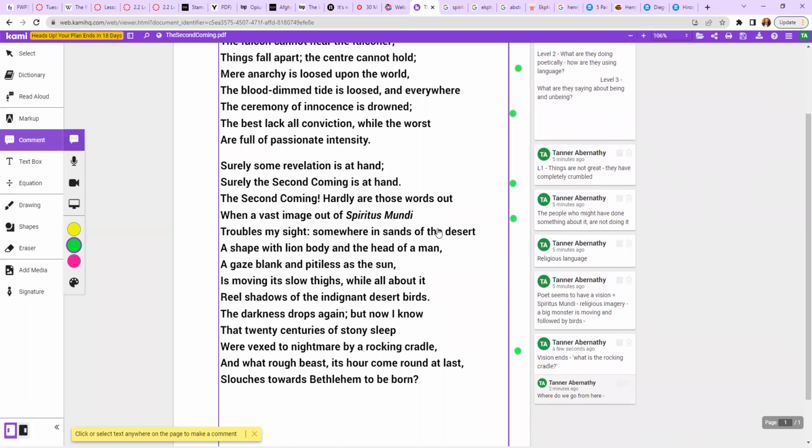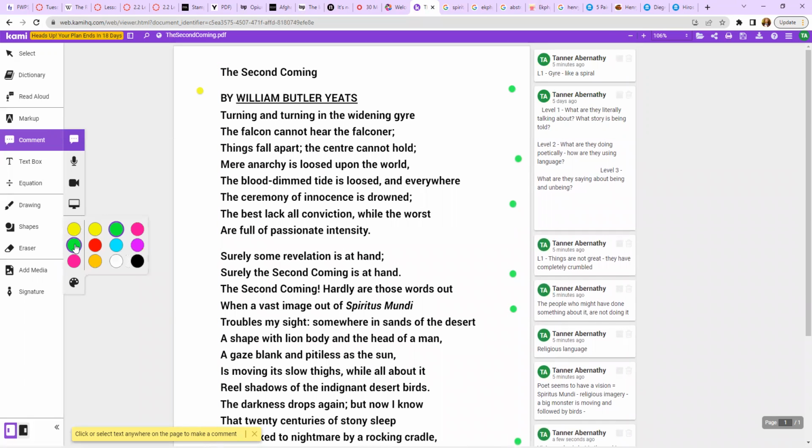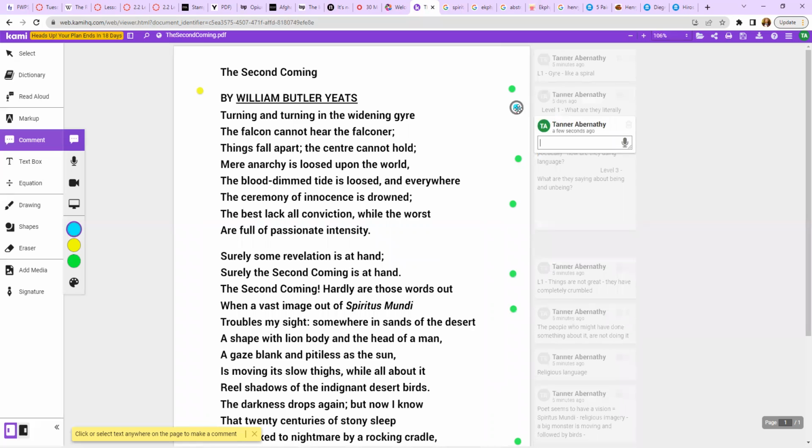So let's start thinking poetically. I'm going to switch up my comic color. Let's do level 2, be blue. Turning and turning in the widening gyre. So I'm debating, there's so much you could dive into here, right? Turning and turning, widening, you have this repetition of the suffix -ing, right? A suffix is a little bit of a word at the end that you can add on or take off.